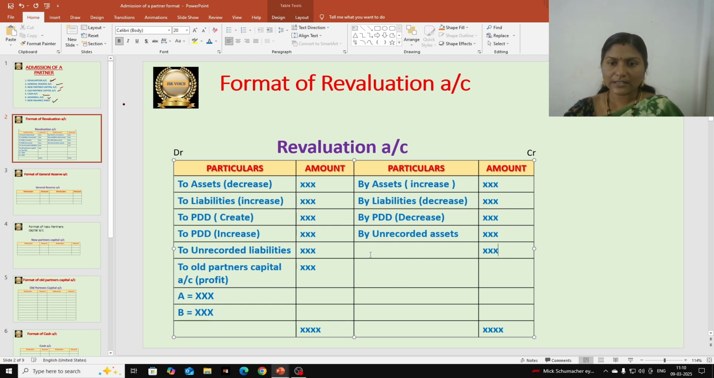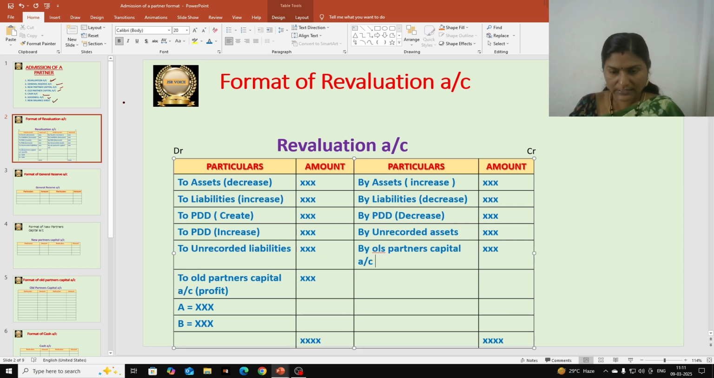And you should name it again as by old partners' capital account, and this is what? This is loss. If you get it on the credit side, that is loss, revaluation loss. So you should write it as loss in brackets, and whether it is profit or loss, we should compulsorily distribute it to the two partners. So who are those two? A and B.